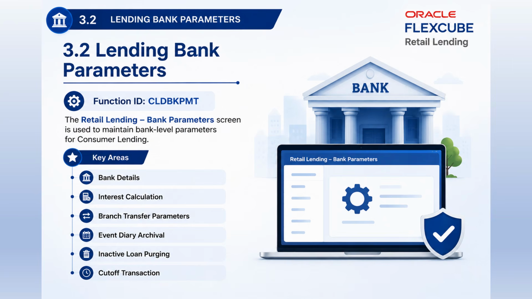Next, we move to Section 3.2, Lending Bank Parameters. The function ID is CLDBKPMT. This screen is used to maintain parameters at the bank level for retail lending. The major areas covered here include bank details, interest calculation, branch transfer parameters, event diary archival, inactive loan purging, and cutoff transaction. Let's look at some of these parameters in more detail.